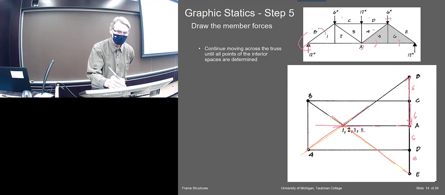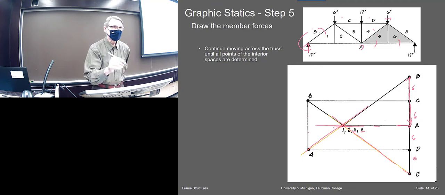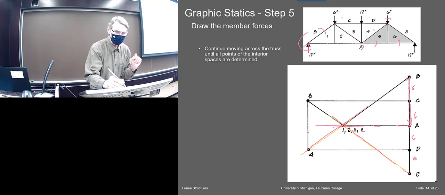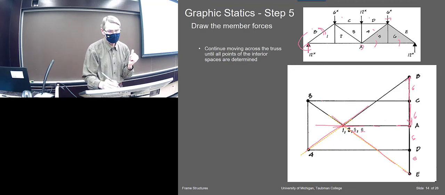And every time you cross, that's why we have to number the cells and letter the exterior things, so that's the way you designate each of these members, by how it crosses, right? And I believe it. Well, yeah, we'll see in a minute.